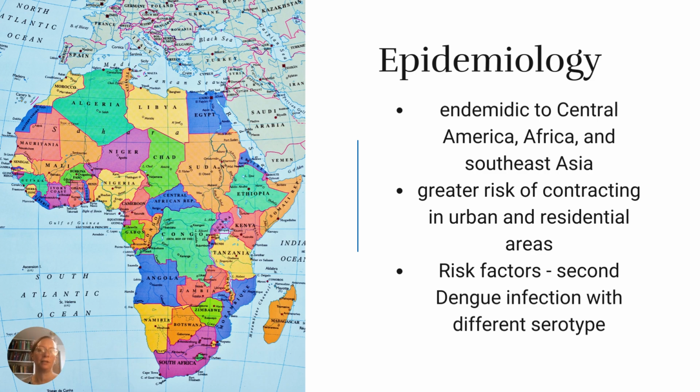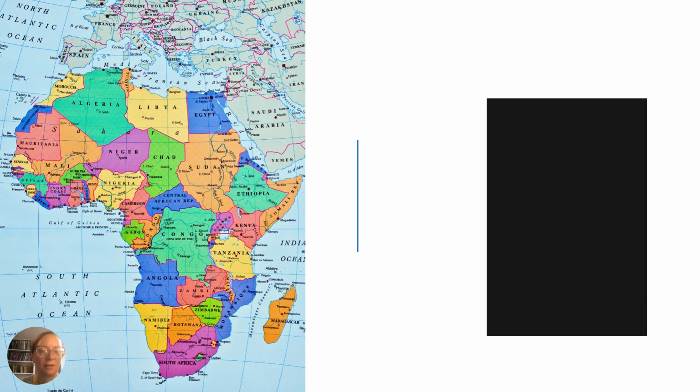So if you're infected with dengue one time, you are protected from that serotype of dengue for the rest of your life. But if you get infected with dengue again with a different serotype, you're much, much more likely to become ill with DHF or DSS. So it's very dangerous to incur a secondary infection with a different serotype.